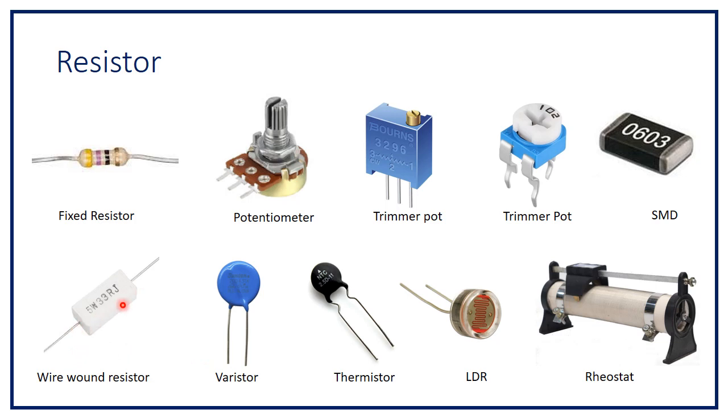This is a wire wound resistor. This is a varistor. As we discussed, its resistance changes with respect to applied voltage. This is a thermistor. Its resistance changes when there is a change in temperature. This is an LDR, light dependent resistor. Its resistance changes when intensity of light changes. So we can say basically these three components' resistance varies with respect to physical quantities. This is another variable resistor called a rheostat, and its resistance changes when we move this knob from one position to another.